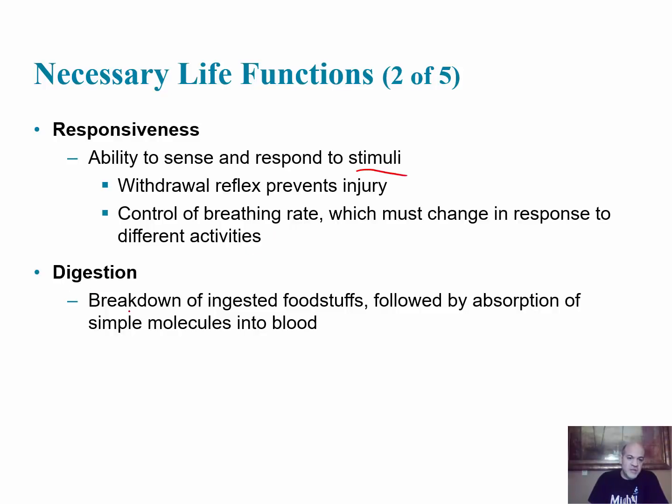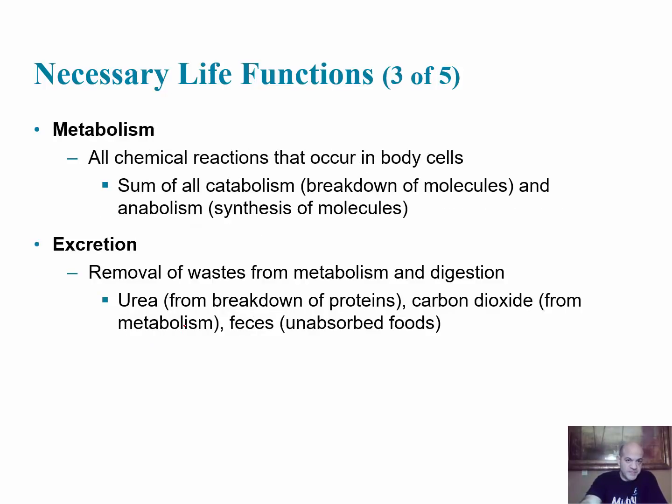And then there's digestion. For digestion, you're going to break down ingested foodstuffs, and then you're going to absorb the simple molecules into the blood. So that's also a necessity. And then we have metabolism. And metabolism is a term for all the chemical reactions that occur in the body. Those that build up, which are referred to as anabolism, and those that break down, which is catabolism. So catabolic and anabolic metabolisms combined together refer to general metabolism.